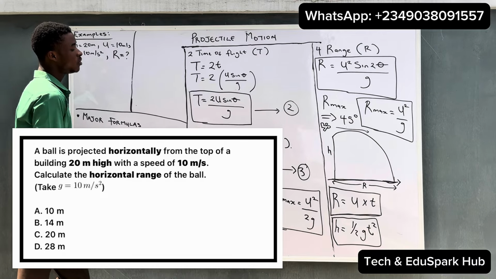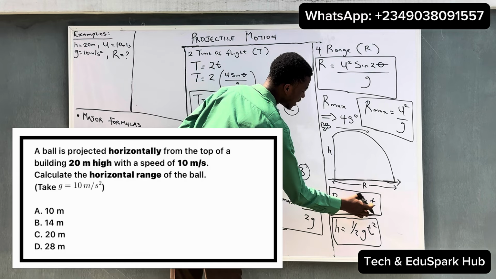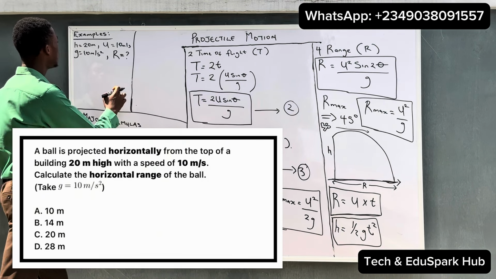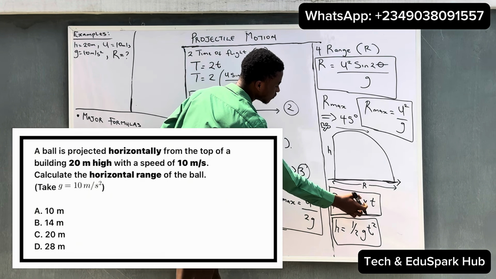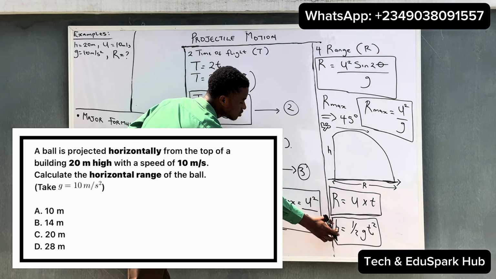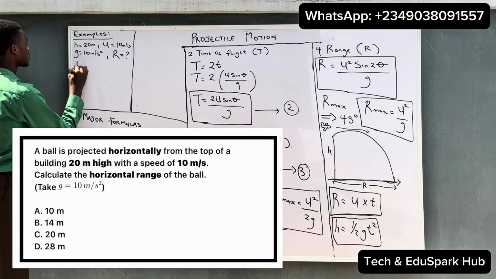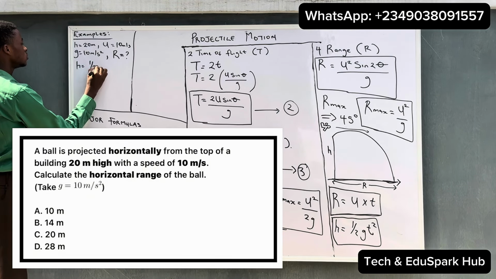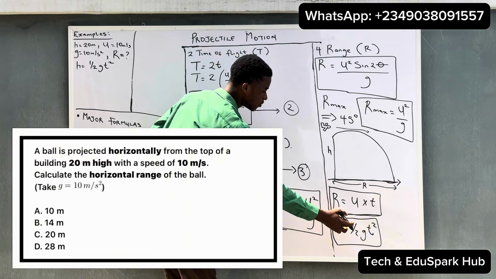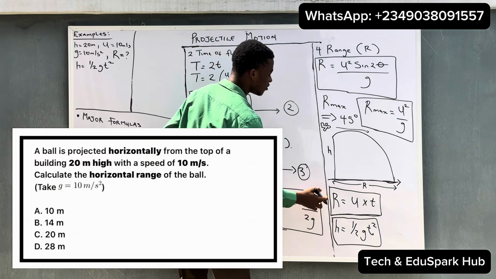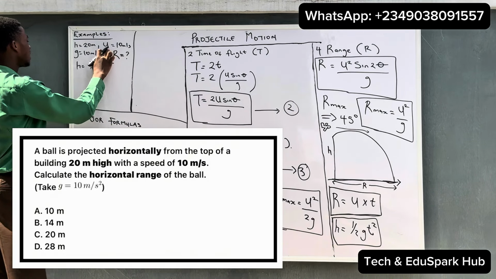So we know that the range is equal to u multiplied by t. But in this case, we only have u, but we do not have t. So to get the range, we must find this t. And to find this t, we can use this formula, which is h equals 1 over 2 g t squared, to find our t first. And when we get the t from this formula, we can use this t to calculate our range by multiplying it with the initial velocity.